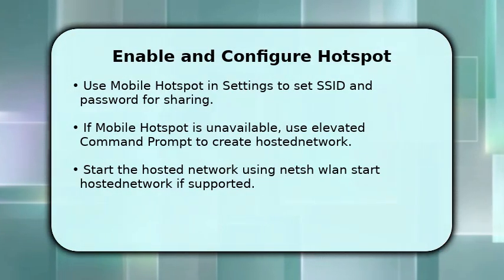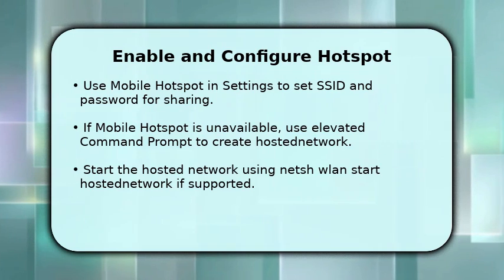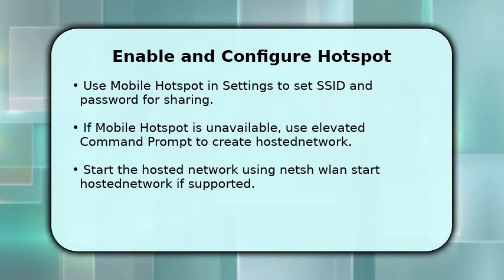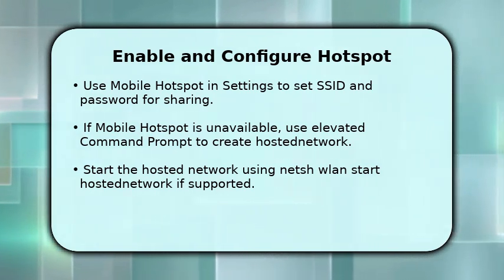Open Settings, select Mobile Hotspot, and choose Wi-Fi for sharing my internet connection from. Set an SSID and a strong password, then toggle Mobile Hotspot onto Broadcast.